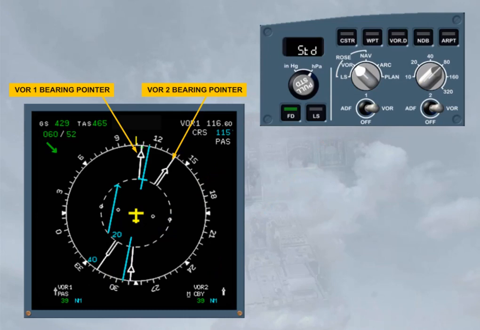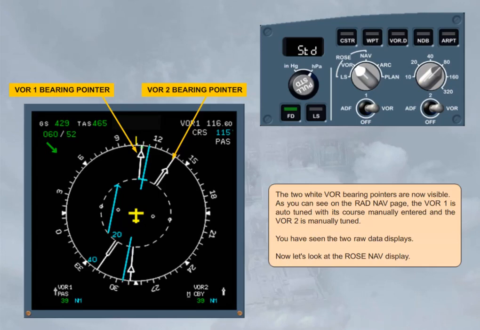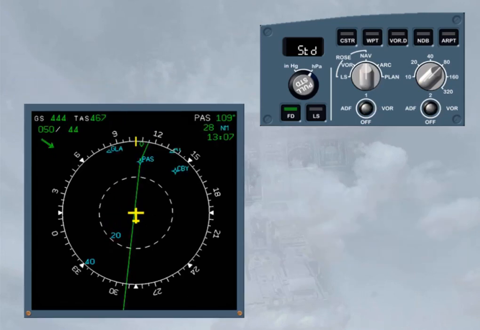Now, let's look at the ROSE NAV display. A map view of the area surrounding the aircraft is now displayed. On the EIS control panel, the range selector is set at 80 nautical miles. It is the distance from the bottom to the top of the compass rose. The green line represents the flight plan. It will be studied in the A320 Auto Flight chapter.